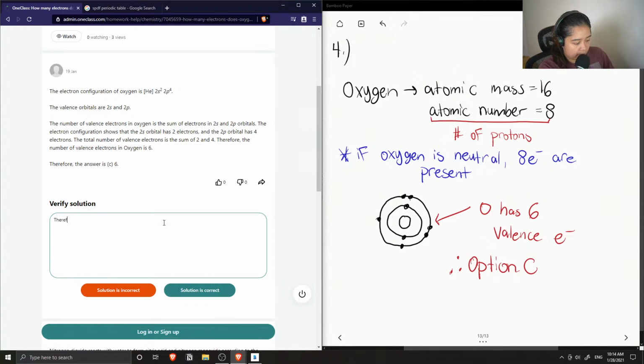Yep, so this is a different approach to answering the question. So this solution is correct.